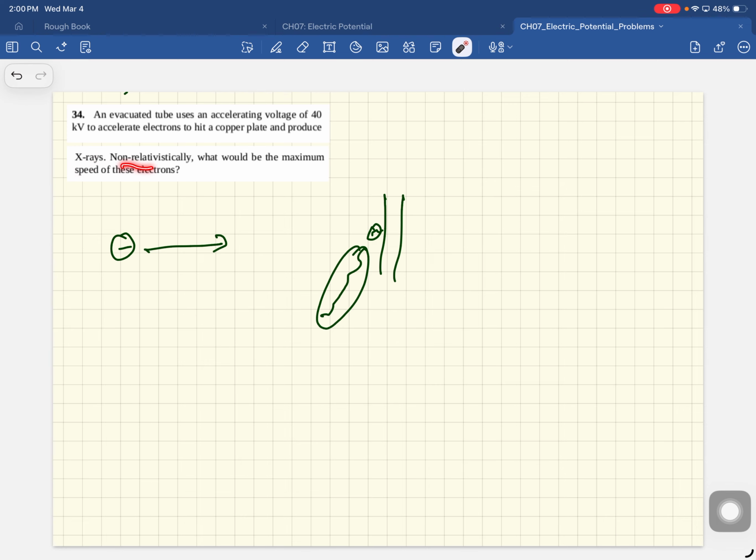So V is 1.18 into 10 to the power 8 meters per second. Okay, the speed of light is 3 into 10 to the power 8 meters per second. Okay, so this is about 1.2. This is about 40% the speed of light.